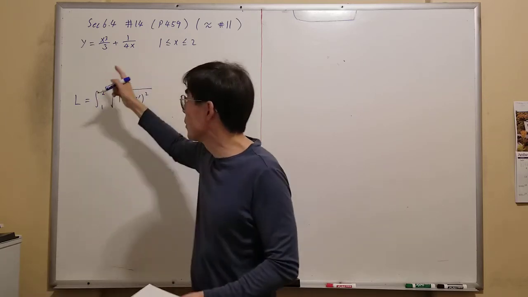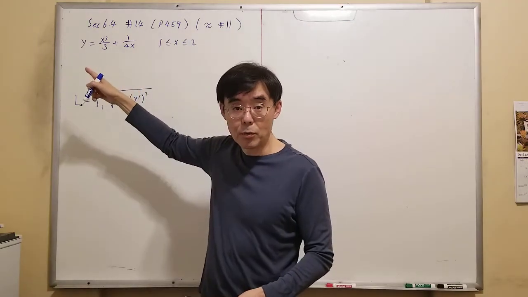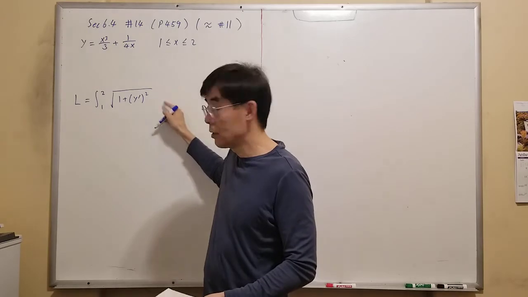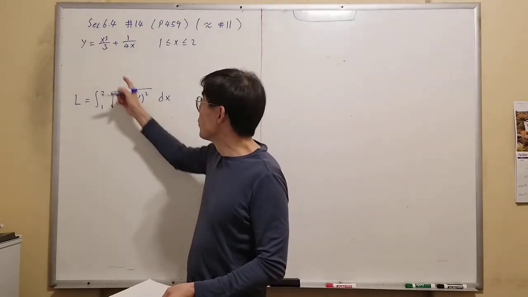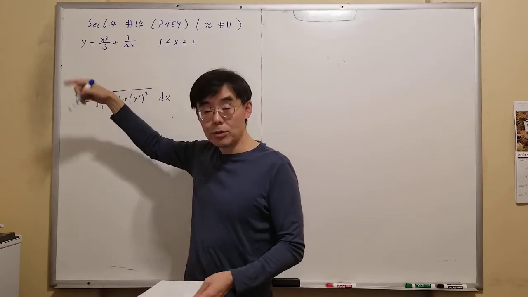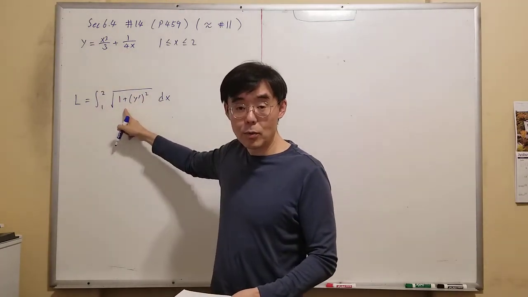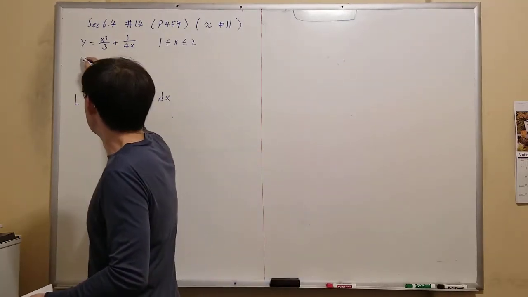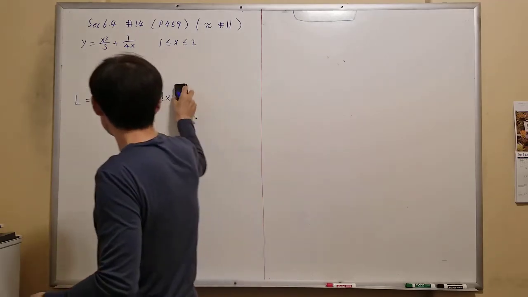So there are two different kinds. When you're given a parametric equation, you get the square root of x prime of t squared plus y prime of t squared, and integrate. But if your graph is given as y equals some function of x, then you have to integrate this, the square root of 1 plus y prime of x squared. Now, keep this one in mind.